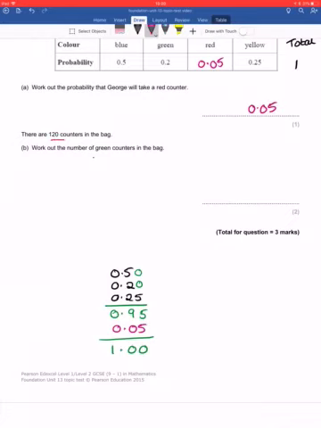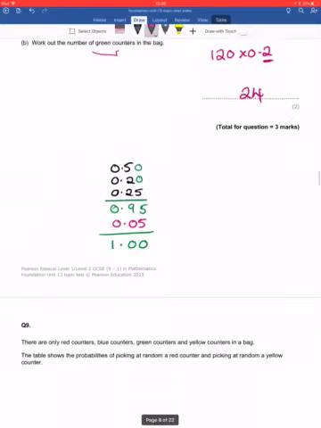There are 120 counters in the bag. Work out the number of green counters. So green is 0.2, so I do 120 times 0.2. Well, 120 times 2 would be 240, but it's 0.2, so it must be 24.